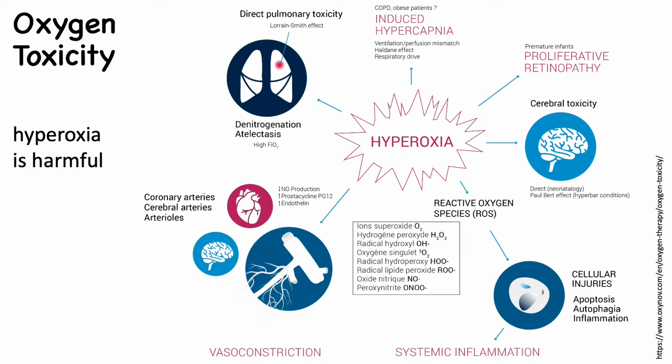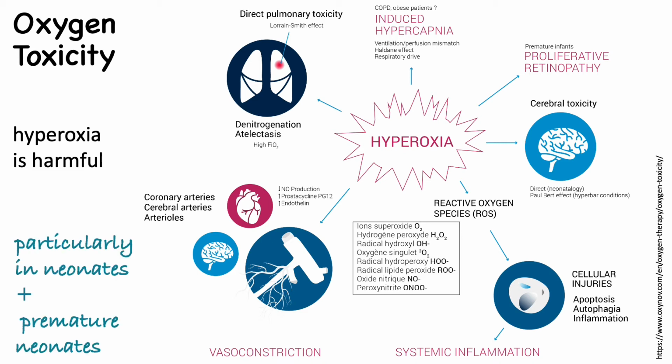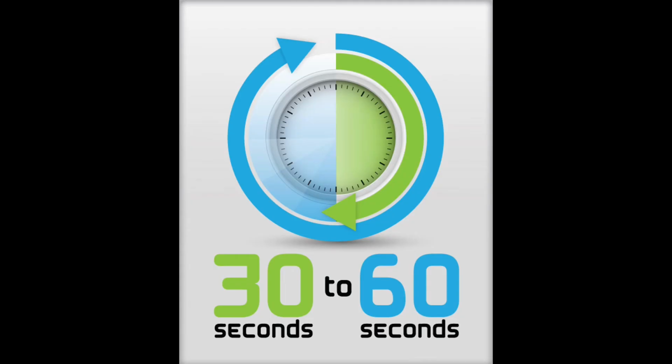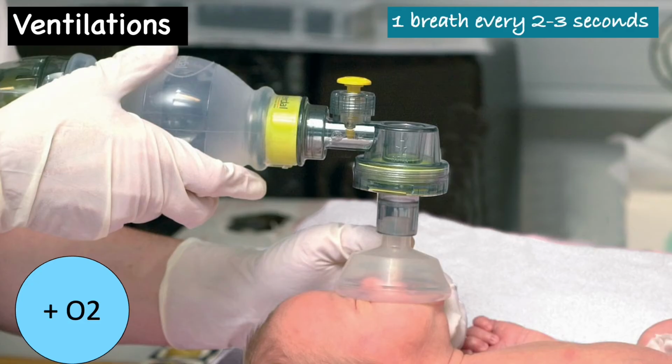While we're trying to prevent hypoxia and provide oxygen and ventilation to little ones, we need to make sure that we're also preventing oxygen toxicity, especially in neonates and particularly in premature neonates. Each step of the algorithm requires about 30 to 60 seconds for interventions to be undertaken before moving on to the next part of the algorithm or resuscitation.